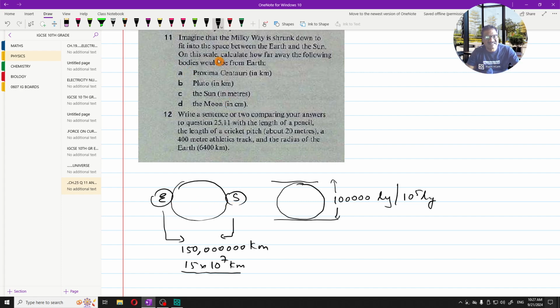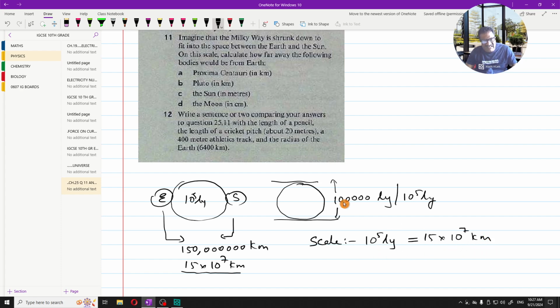Now on this scale, so you'll have to prepare a scale. So what will be the scale? This is 10 raised to 5 light years, the actual diameter of the Milky Way, which has been fit into this particular distance between the Earth and the Sun. So your scale is 10 raised to 5 light years equals 15 into 10 raised to 7 kilometers. This is the scale that they have given you.